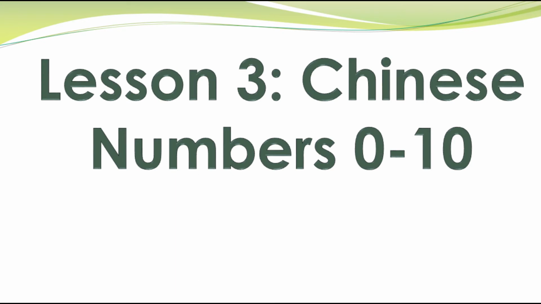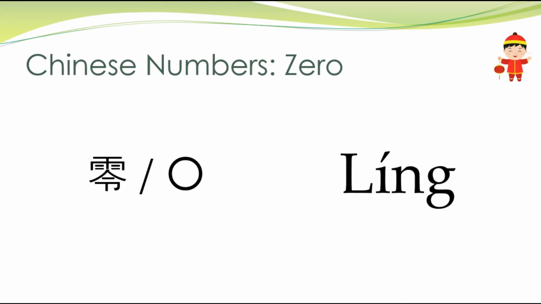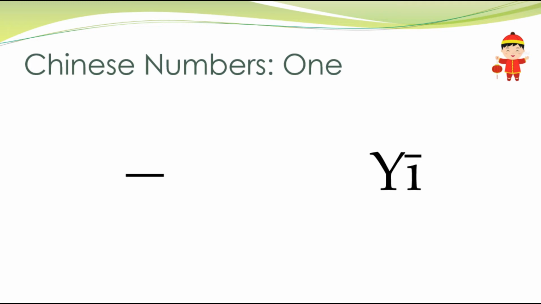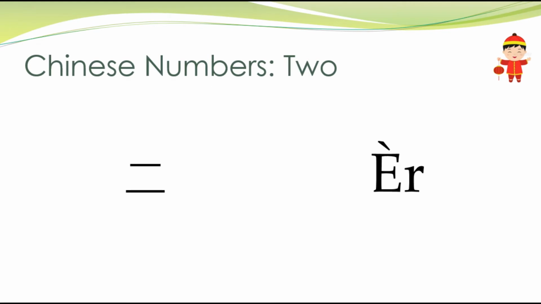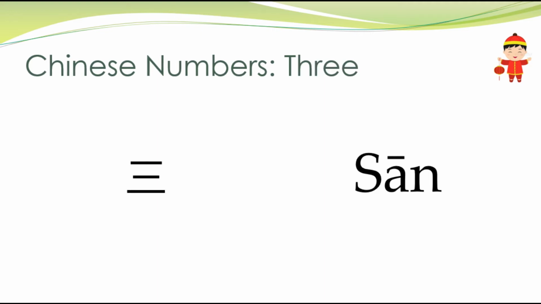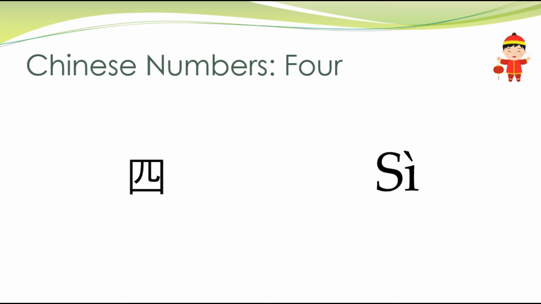Moving on, we have lesson 3, Chinese numbers 0 to 10. So, let's start with number 0. It's pronounced as ling. Next, we have number 1, yi. Next number, we have number 2, r. Next, we have number 3, sun. Number 4, si.